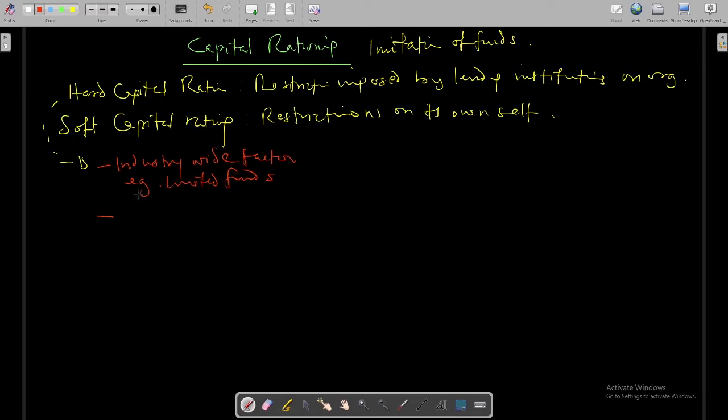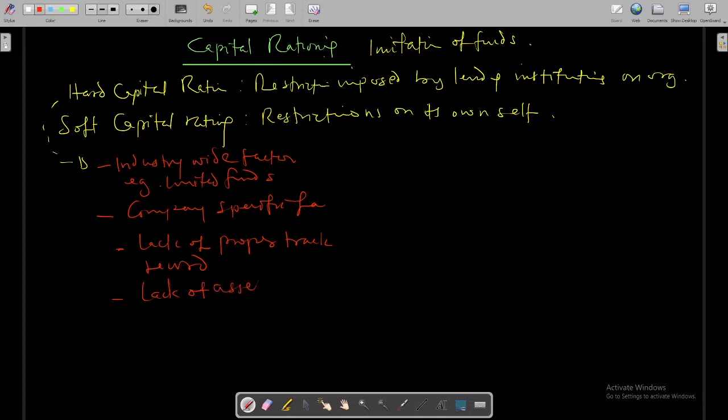Two, company specific factors. These factors include such as lack of proper track record. So when a company does not have a track record of paying for the funds that it borrowed, then it cannot raise funds from the external market. Another is lack of asset security. So when the company does not have any collateral security, it cannot access funds.